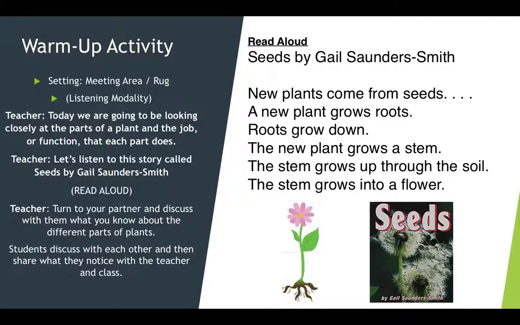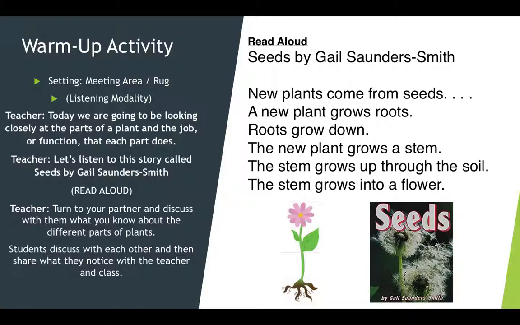So we start out with a warm-up activity. We're located with our students, a full class, on a meeting area rug for a listening modality. Today, we're going to be looking closely at the parts of a plant and the job or function that each plant does. Let's listen to a little short story called Seeds by Gail Saunders Smith. Turn to your partner and discuss with them what you know about the different parts of plants. Students discuss with each other and then share what they notice with the teacher and the class.